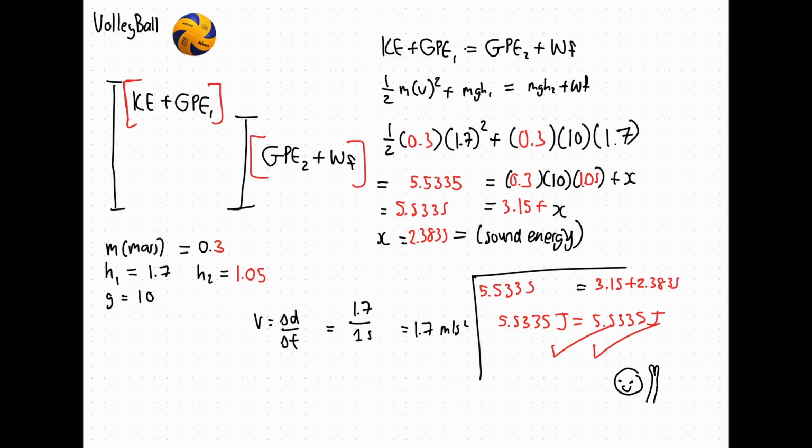Now, the same calculations can be made using the volleyball as well, in which the only things that we are changing are the mass to 0.3 kilograms and the second height to 1.05 meters. Now that we plug all the values in, we can see that all the calculations matched up, making the law of conservation of energy always true.